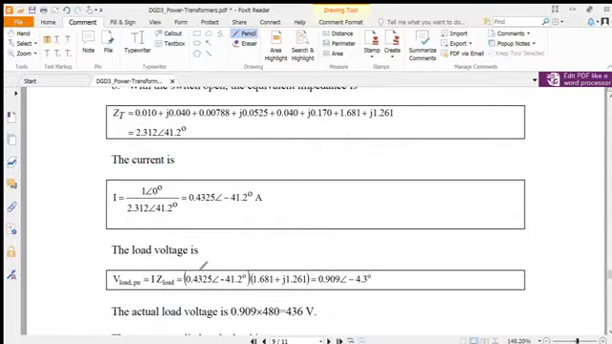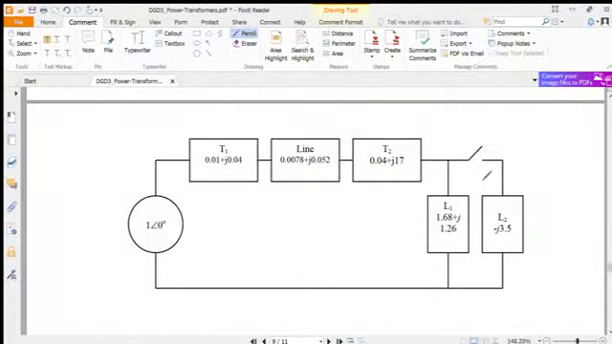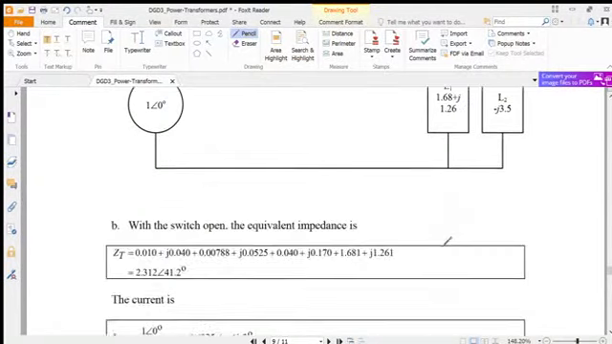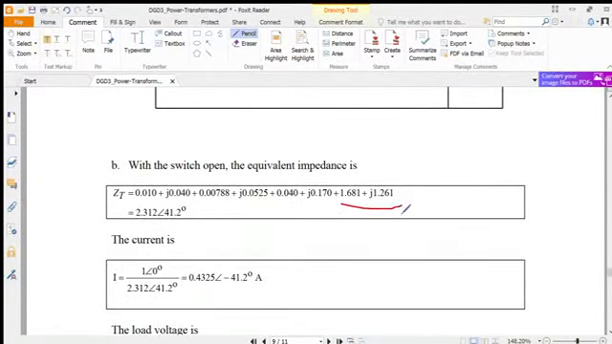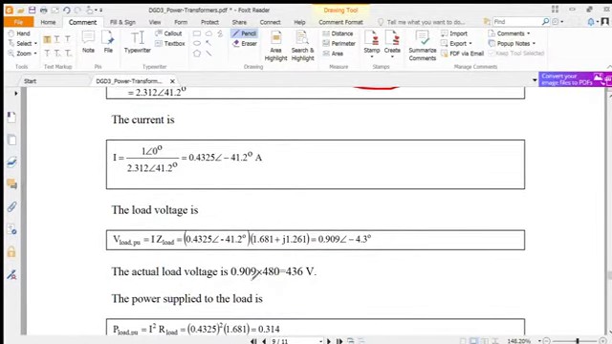So what is the load voltage? V equals I times Z. You see here is the current I, and what is the Z load? The load is only one, because this side is open. This is the Z load. This value is used here because the voltage across the load is here. And what is the actual voltage? If we multiply by the base value, which we chose in the question as 480, the per unit value times the base value gives the actual value.